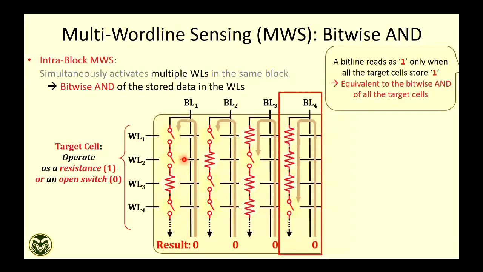So you can see they're saying 0 means the switch is open, 1 means the switch is closed, right? So if all the switches are closed, only then current will flow. If any of the switches is open, current will not flow. This is called multi-word line sensing.